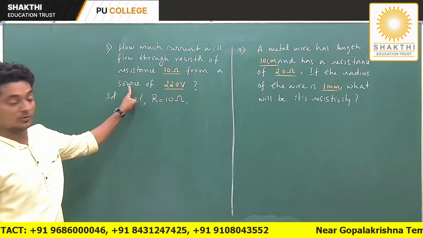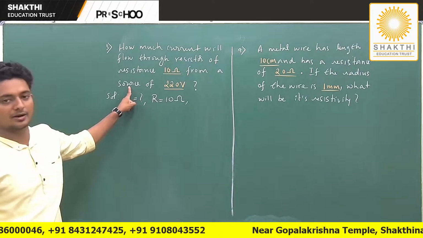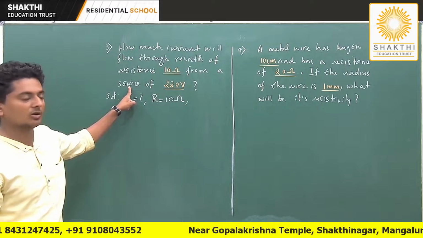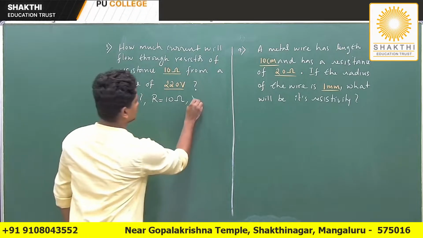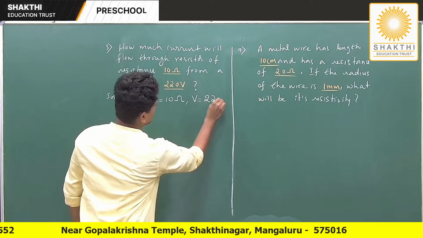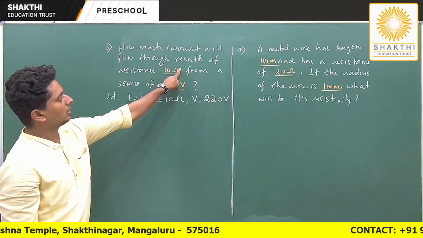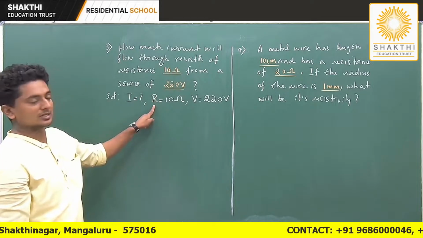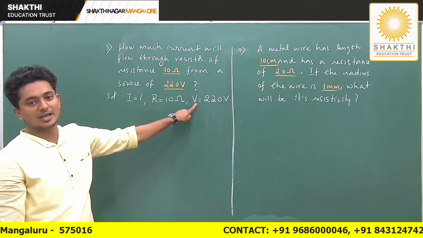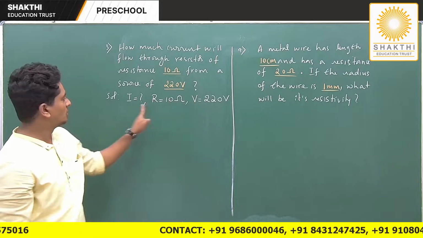From a source. Now here, what do you mean by source? Source means battery. Okay, source means cell or battery. So here V is equal to 220 volts. How do you come to know all these things, symbols? Look at the SI unit. This is ohm, so it has to be resistance. This is volt, so this has to be V. Okay, so current you have to calculate.